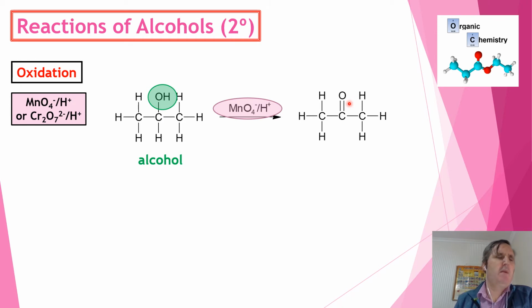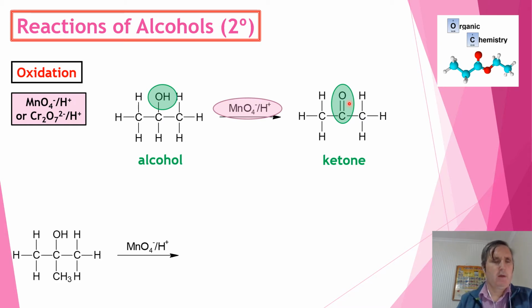So remember, we could also use the acidified dichromate, Cr2O7²⁻, and it would give us exactly the same products.